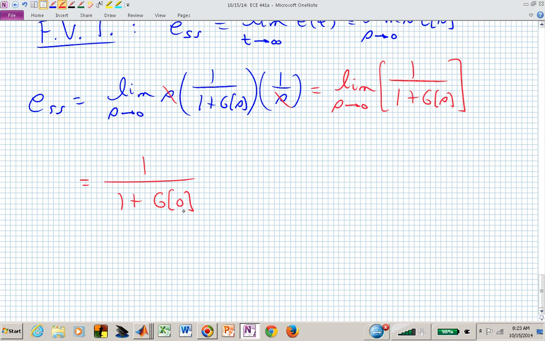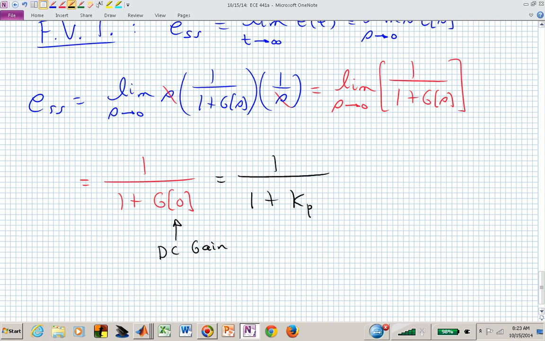Or what is G evaluated at s equal to 0? Yes, in this example, it's k naught. In general, it's the DC gain. And you'll see that they may call that the position error constant, k sub p. So you may see that referred to as k sub p.